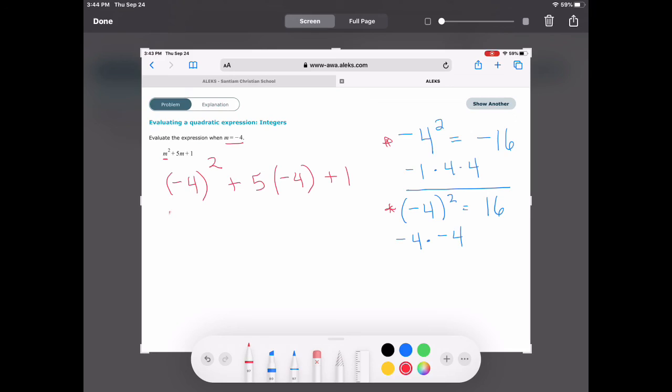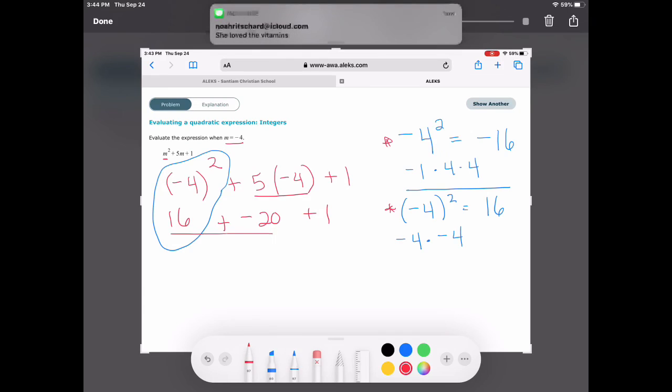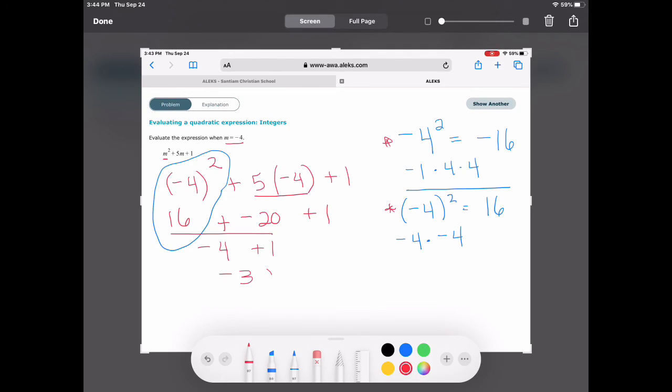So here we have 16. This is positive 16. This is like number one, like serious. This is like the number one mistake when we run into these problems. Plus, we do this 5 times negative 4, which is negative 20, plus 1, and now we're in good shape. 16 plus negative 20 is negative 4, plus 1. Have negative 3 as a final answer.